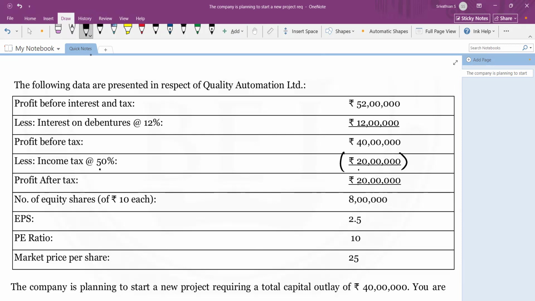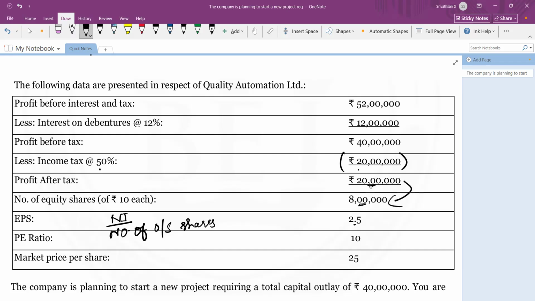The company has 8 lakh equity shares outstanding and the face value of each share is rupees 10. EPS is given as 2.5 rupees per share. This 2.5 is nothing but, see, what is the formula for calculating EPS? It is net income divided by number of outstanding shares. So in this question, net income is 20 lakh. Number of outstanding shares is 8 lakh. So when we divide this 20 lakh by 8 lakh, we get rupees 2.5 per share.